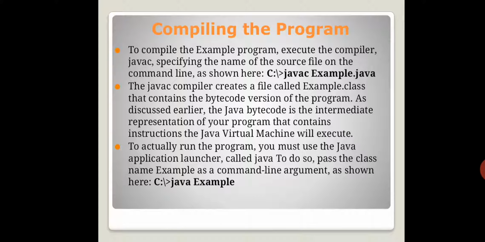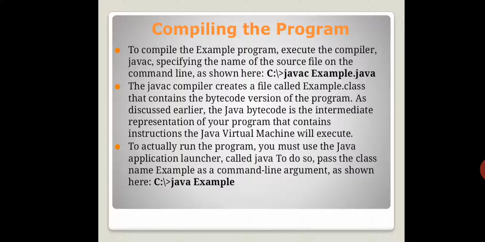Okay, the first point is, to compile the example program, execute the compiler javac, specifying the name of the source file on the command line. So javac is nothing but a compiler. See, where the compiler will be? Before running any particular Java program, you need the JDK. You need a platform to run your Java program. You need a JVM, isn't it?